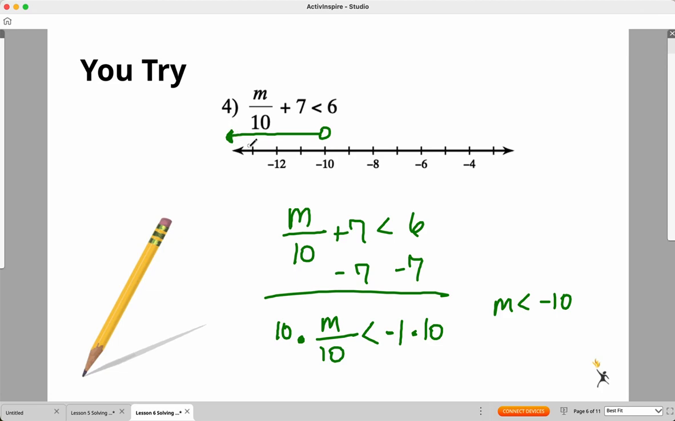Now, some of you might be going, Mr. Maloney, 12 is bigger than 10. But if you go back and think about our negatives, anything to the left is always smaller. So if you owe mom $10 or you owe mom $12, you have less money when you owe mom $12 than if you owe mom $10.